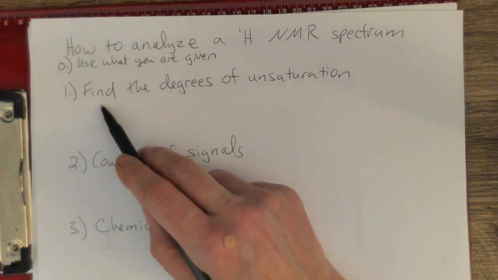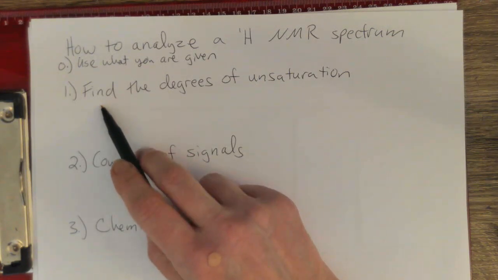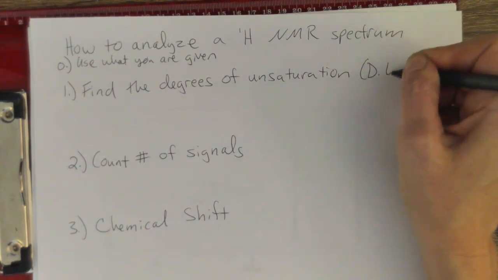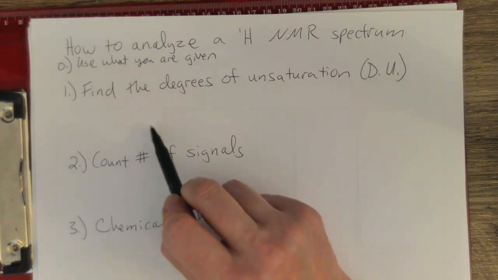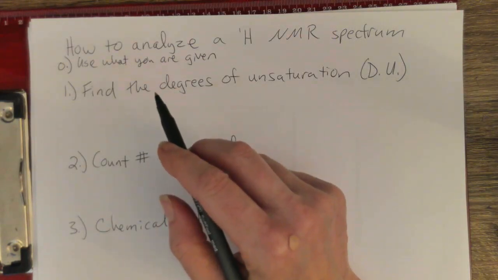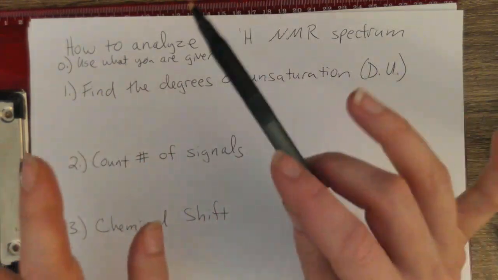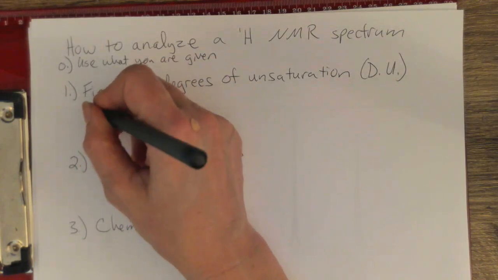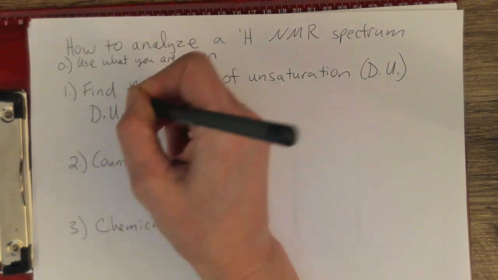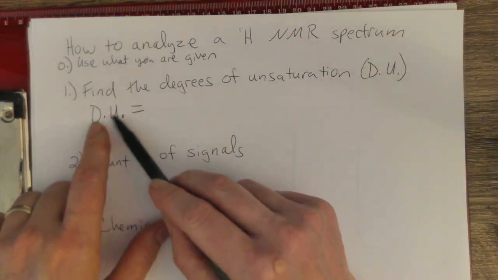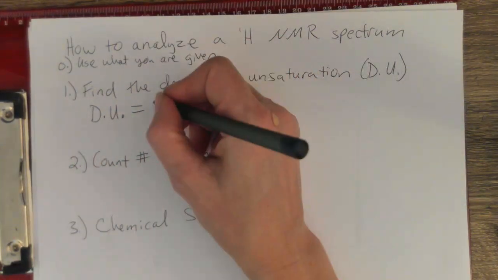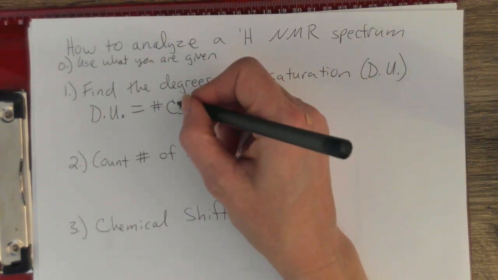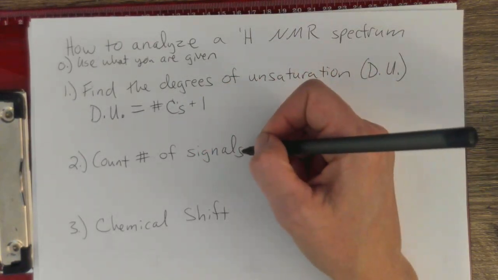The next thing that I want you to do is find the degrees of unsaturation, what I call the DU. Now, if you're reading your textbook, they do this, but they call it something different. They call it the hydrogen deficiency index. You don't have to memorize the formula because I'm going to give it to you on exams. I'm going to write it out like this. DU is equal to the number of carbons. So remember, you're going to be given the molecular formula. You're going to add 1 to the number of carbons.